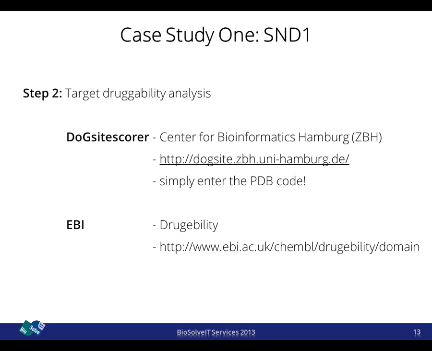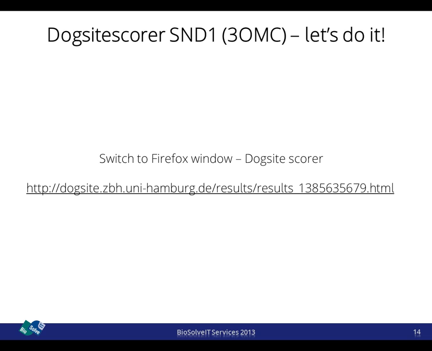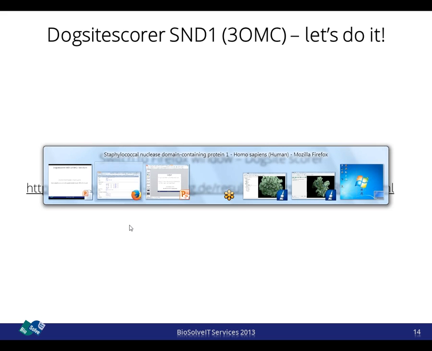One is called DogSite Scorer from the Center for Bioinformatics in Hamburg, who we collaborate with extensively. And all you need to do there is enter a PDB code. There's also one from the European Bioinformatics Institute called Drugability, and they're available at the links there. So what I did was take a look at this protein SND1 within 3OMC.